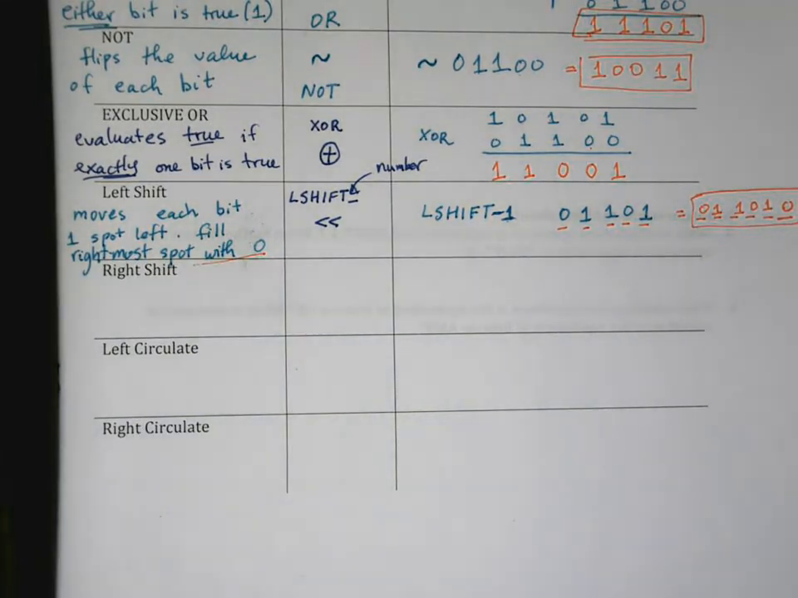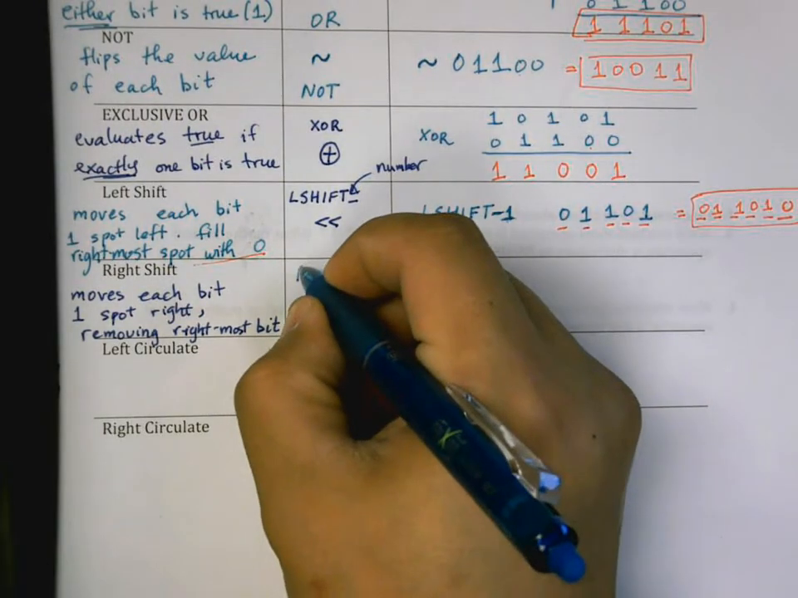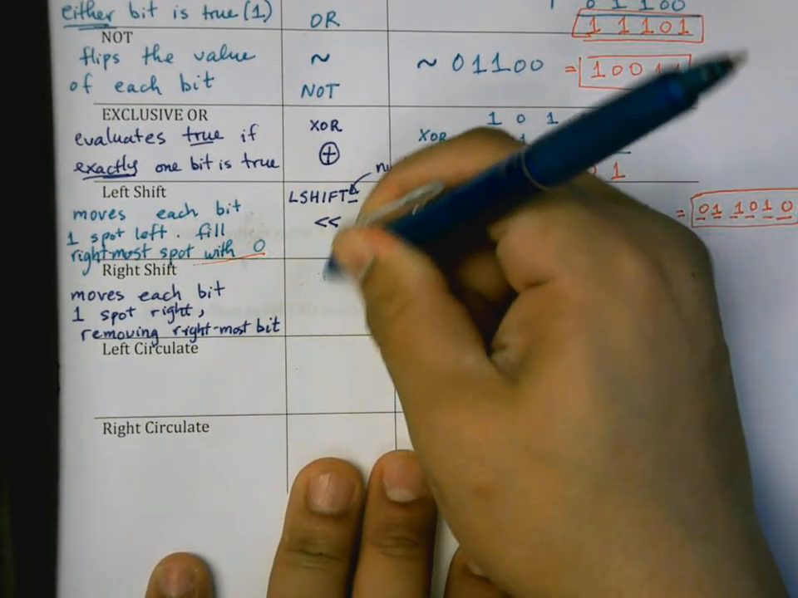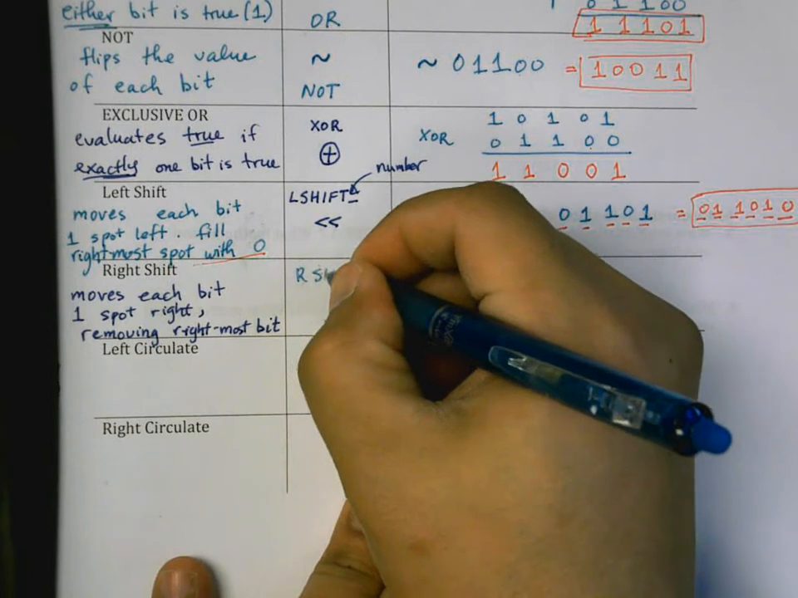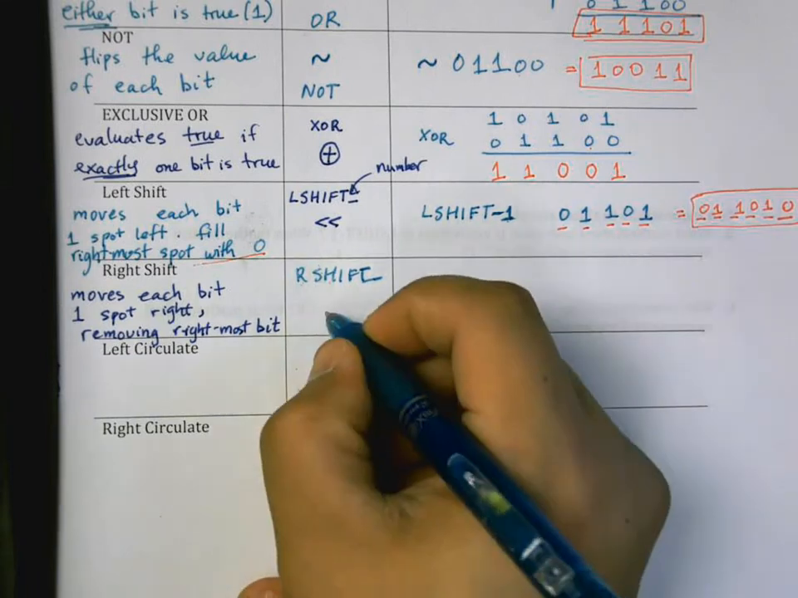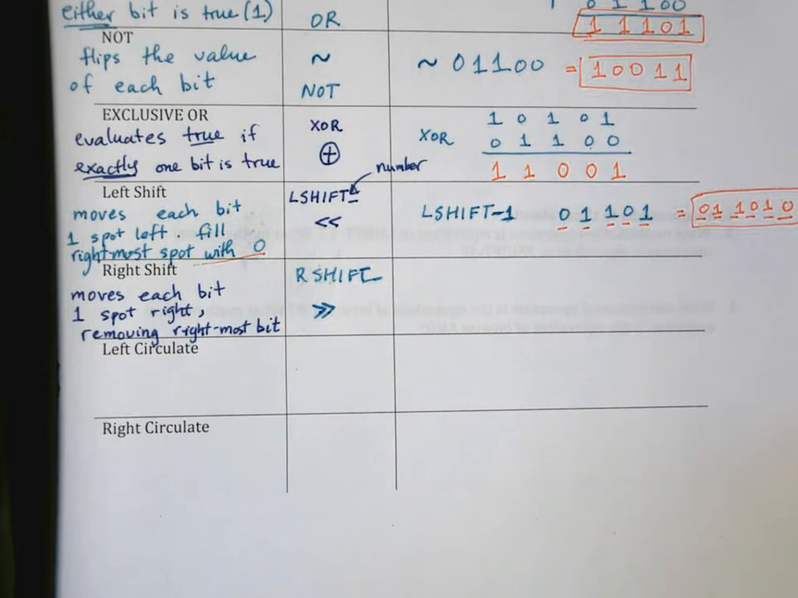Along those same lines, we have the right shift operator, which does basically the exact opposite. It moves each bit one spot to the right and essentially removes the rightmost bit. So move everything to the right and remove the rightmost bit. The notation people usually use is, instead of L shift, R shift, and then usually some number that gets filled in here into the blank, or if you're writing code, you would do something like that.